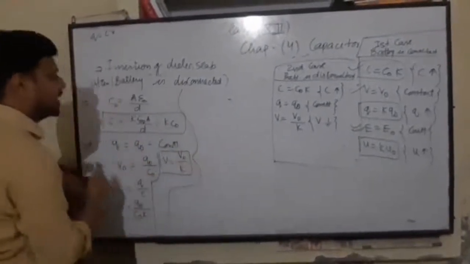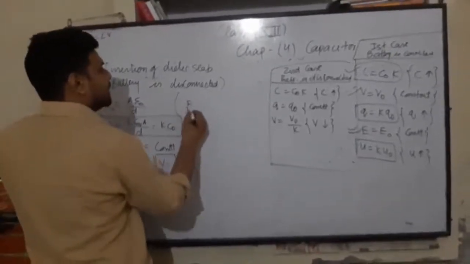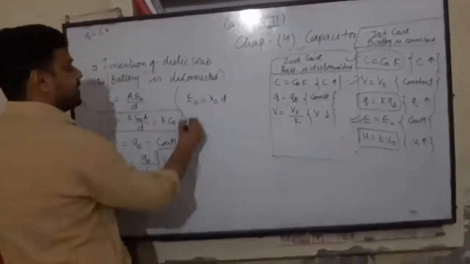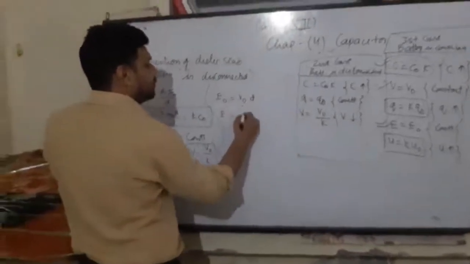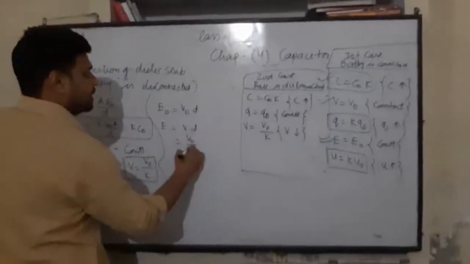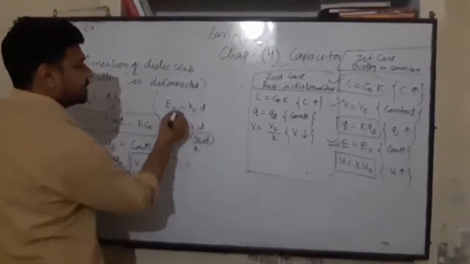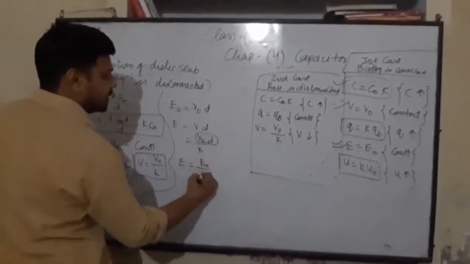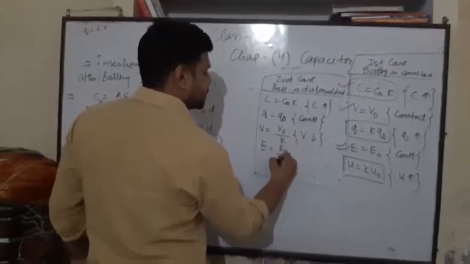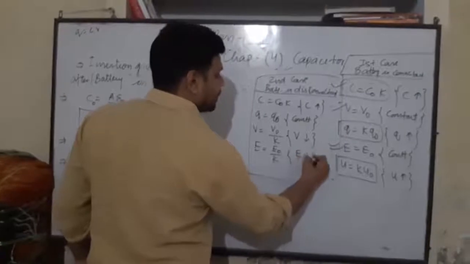Now we have another parameter, the electric field. Initial electric field is given by E naught equal to V naught over d. And final electric field E is equal to V over d. Here we have the value V naught by K, over d. So we can see E is equal to E naught by K. The electric field also decreases.